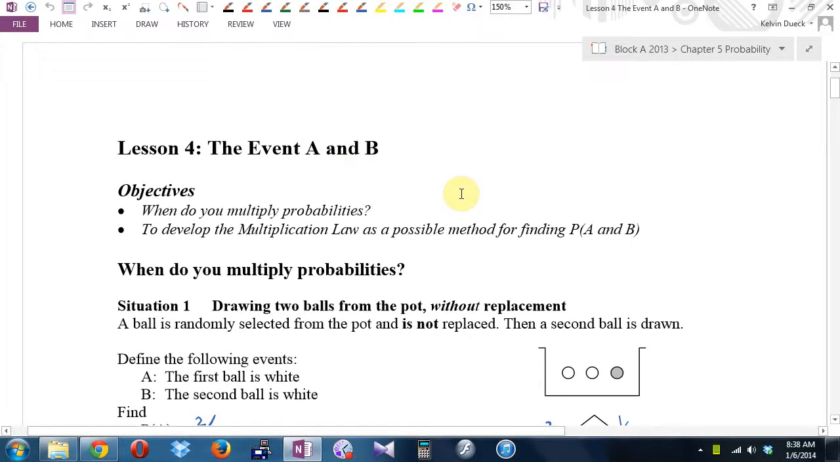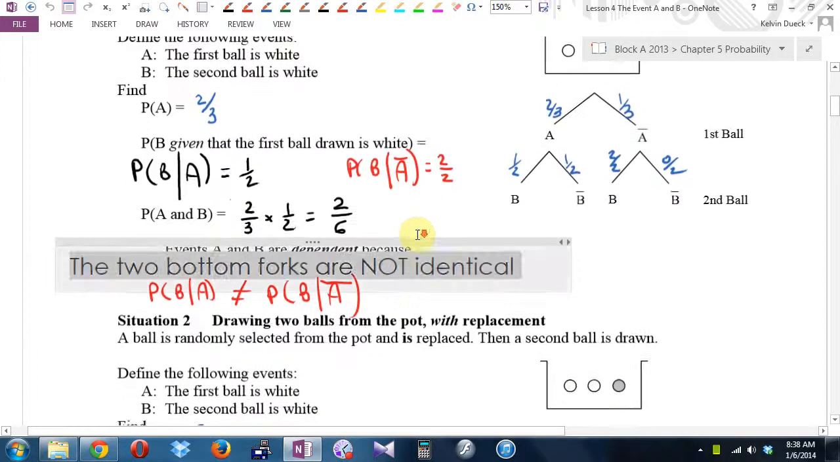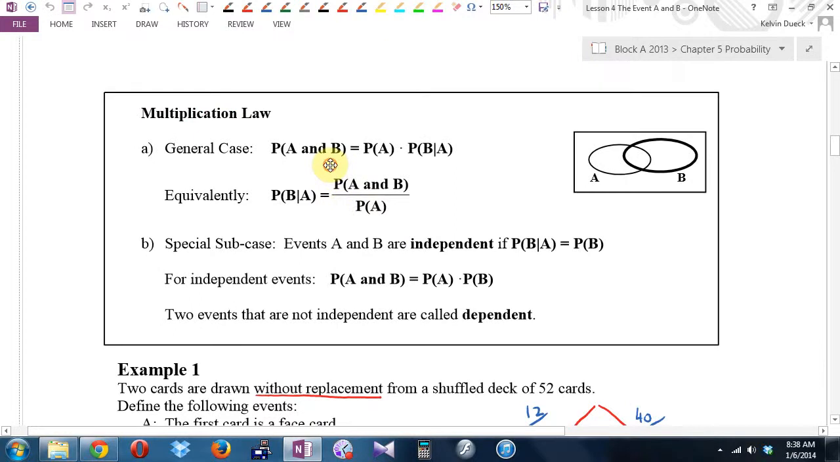We're looking at the idea of "and." If you wanted me to summarize it in one sentence, "and" means multiply. If you want to find the probability of one thing and another thing occurring, you multiply the probability of the first one times the probability of the second one. In fact, that gave us our little formula here. We said that as a formula, the probability of A and B occurring is the probability of A times the probability of B given that A had occurred.